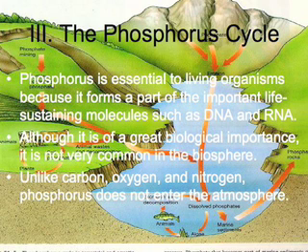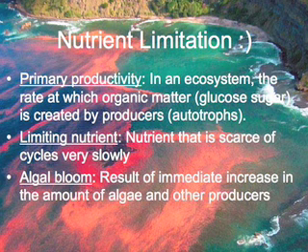Organic phosphate moves through the food web from producers to consumers and to the rest of the ecosystem. Nutrient limitation. Ecologists are often interested in the primary productivity of an ecosystem, which is the rate at which organic matter is created by producers. One factor that controls the primary productivity of an ecosystem is the amount of available nutrients. If a nutrient is in short supply, it will limit an organism's growth.